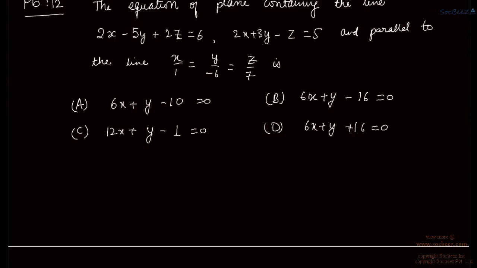Now we have the next problem. The equation of a plane containing the line 2x minus 5y plus 2z is equal to 6, 2x plus 3y minus z is equal to 5, and parallel to the line this. So we have two lines, this line and another line, whose equations are known. We have to find the equation of a plane which contains both these two lines, okay? And also which is parallel to the line this.